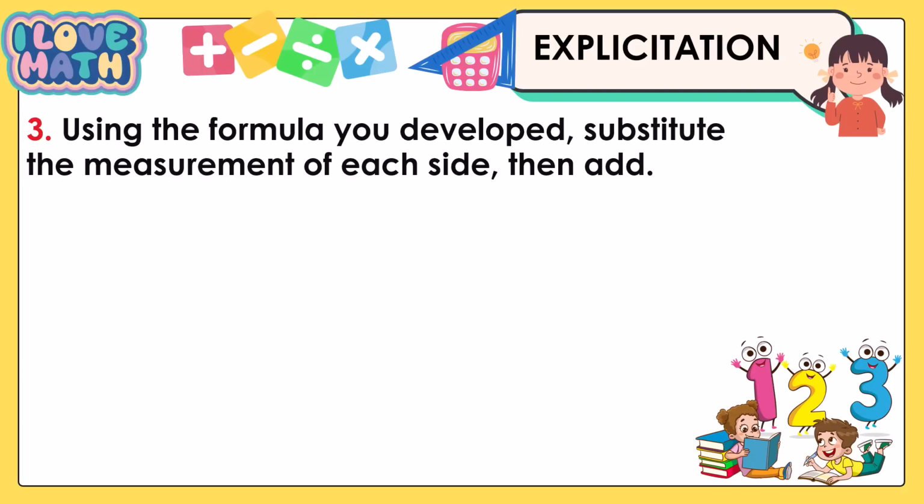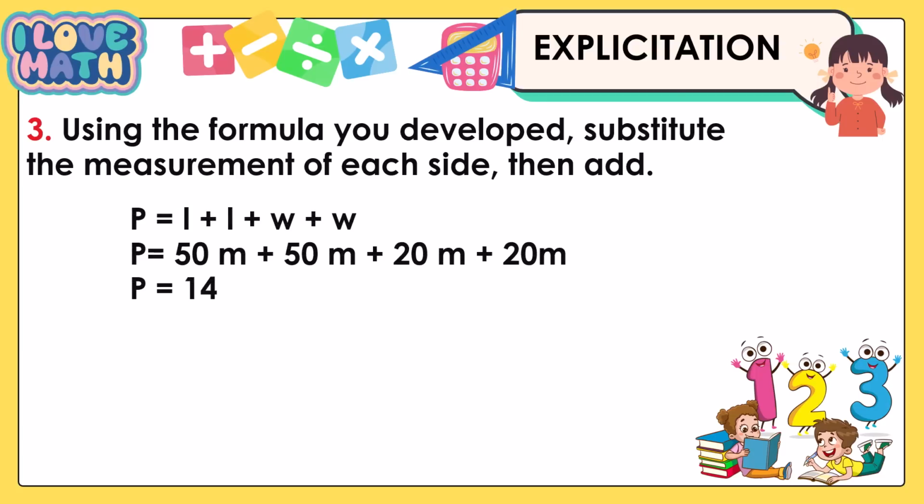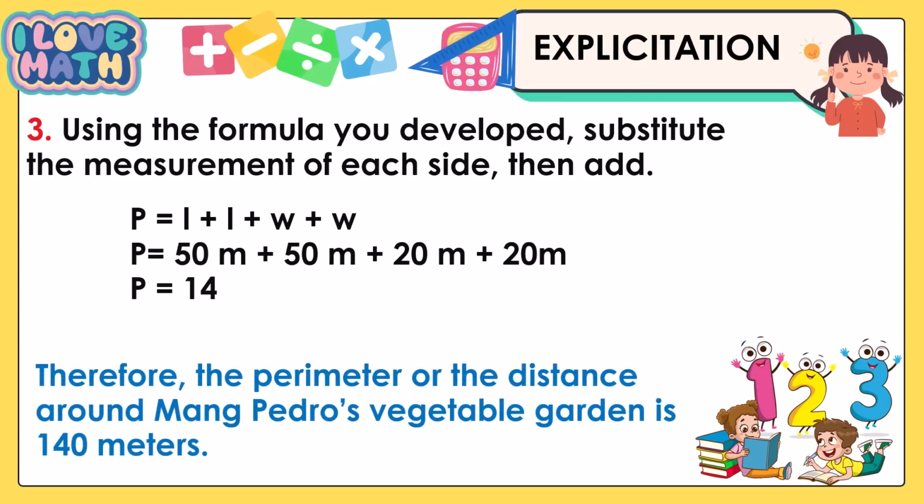Number 3, using the formula you developed, substitute the measurement of each side, then add. P is equal to L plus W plus L plus W. P is equal to 50 meters plus 50 meters plus 20 meters plus 20 meters, is equal to 140 meters. Therefore, the perimeter of the distance around Mang Pedro's vegetable garden is 140 meters.